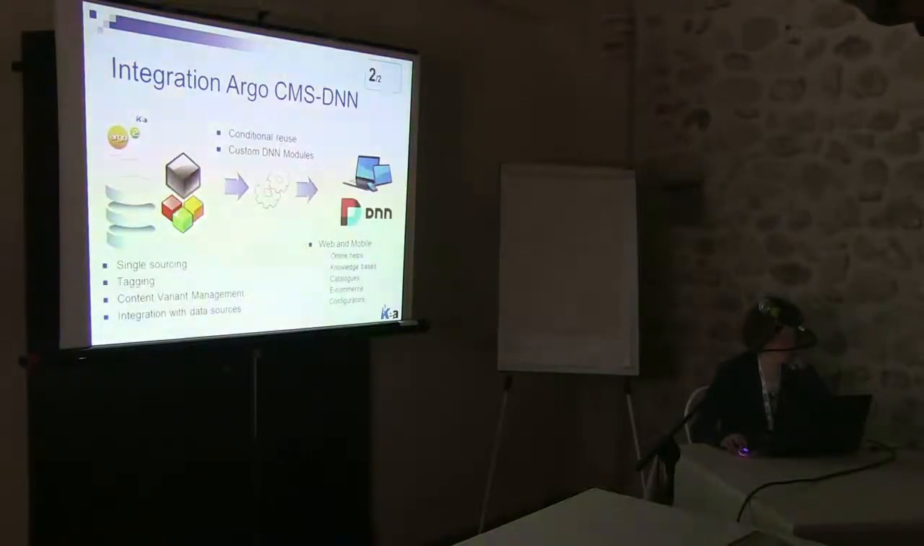Here we have the schema. We have Argo. The main features of Argo are single sourcing of the content, tagging of the content in order to reuse the content conditionally, management of the content variants, and integration with other data sources if necessary. Then the content managed by Argo is published on DNN through custom modules especially developed by KEA, and this way we publish online helps, knowledge bases, catalogs, e-commerce, and configurators. So this is the flow.